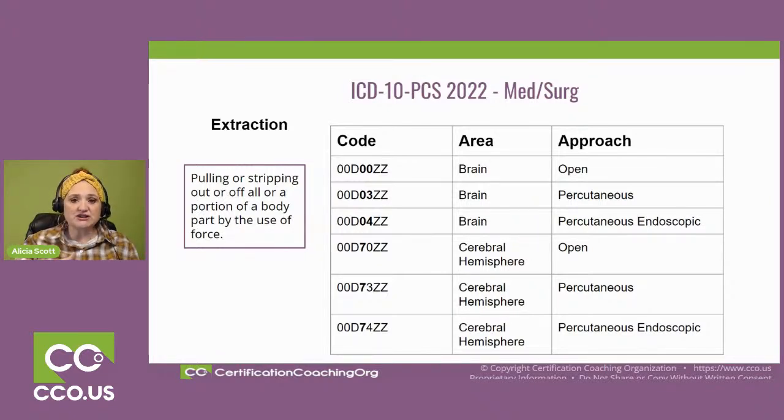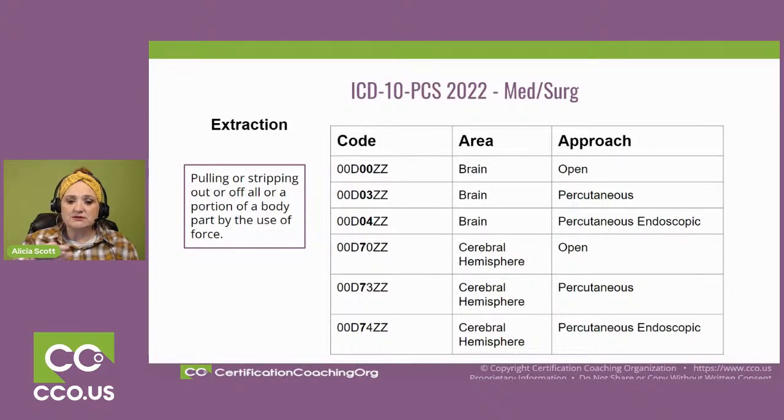We're doing an extraction of the brain in that area of the brain, and then the approach is listed three different types of approach. And guess what? Sure enough, cerebral hemisphere, same thing: open, percutaneous, and percutaneous endoscopic. But I'll bring one more little tidbit to the way the code set is set up.